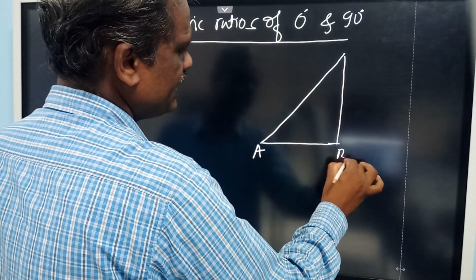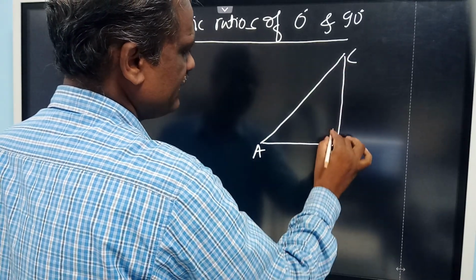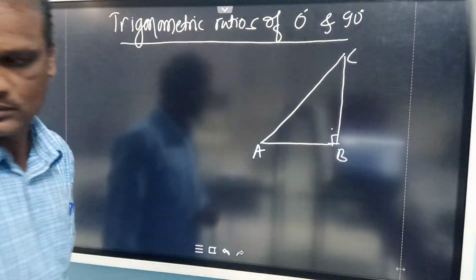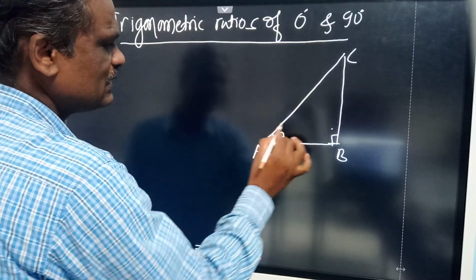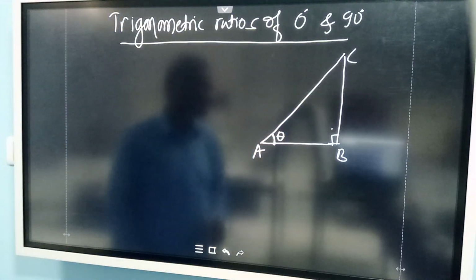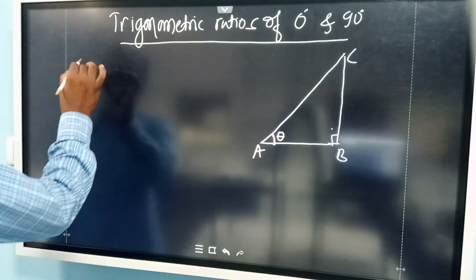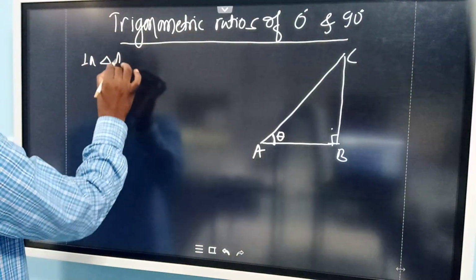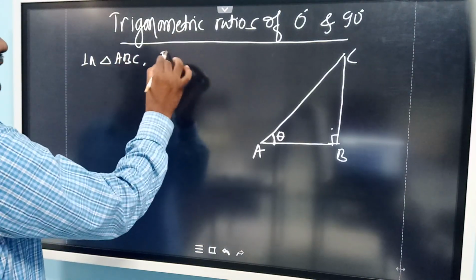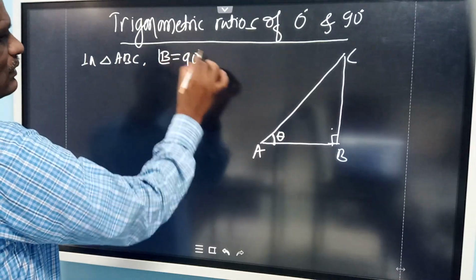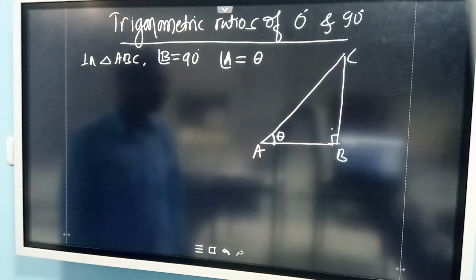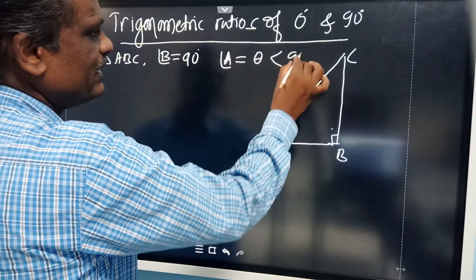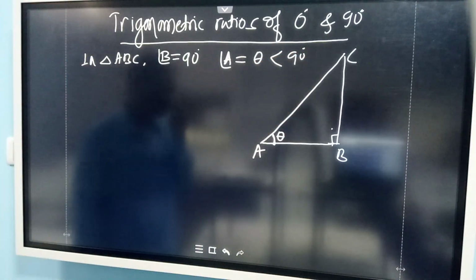A, B, C. This is 90 degrees. Okay, so you have taken this as an acute angle, you call this theta. Now in triangle ABC, angle B is equal to 90 degrees and angle A is equal to theta. It is an acute angle, less than 90 degrees.